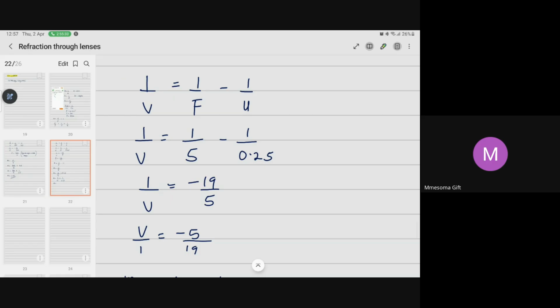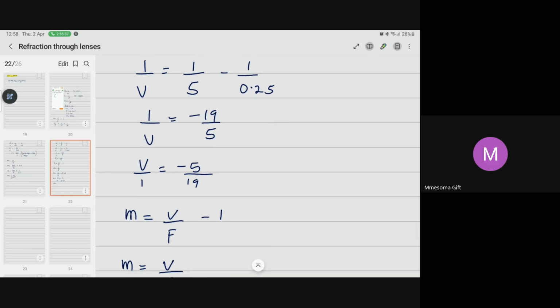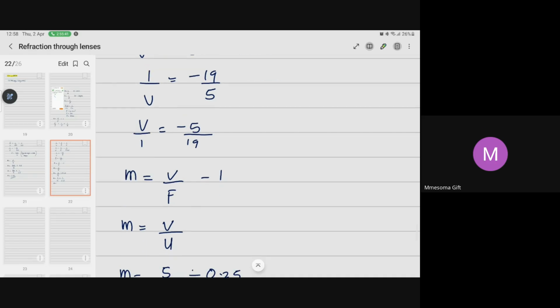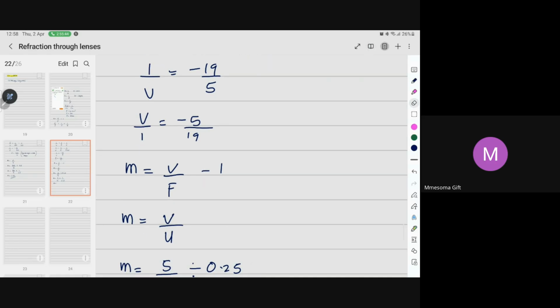If you still want to follow this pattern of converting, look at what I did here now. I converted U and V to meter, so that in meter, we'll have minus 5 over 19, the same thing. So let's go ahead and find our final answer. So V is equal to what? 5 over 19 actually, right? That minus is telling you that it is a virtual image.